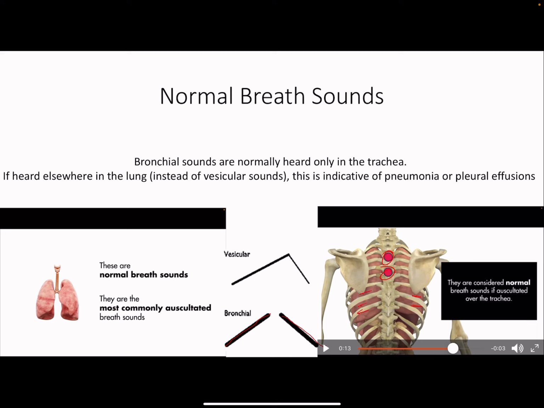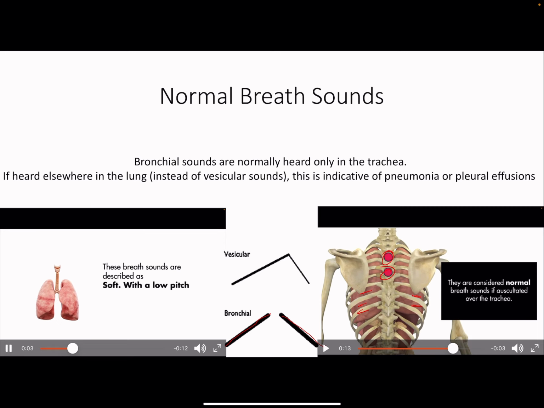So let's contrast this with a vesicular sound. Up, quick down. Up, quick down. So that's vesicular, that's normal. Again, bronchial is technically normal as well, but it's only normal in these two regions, not really anywhere else. Vesicular should be here, but not if you have pneumonia or pleural effusion.